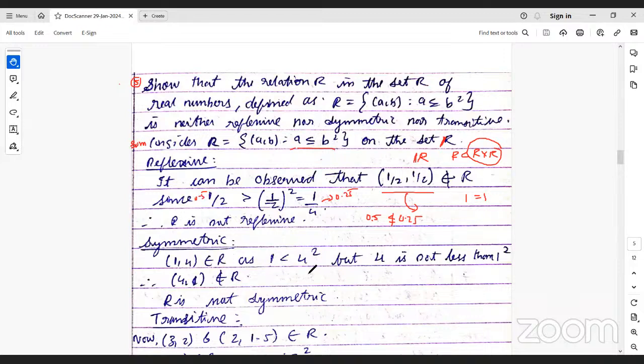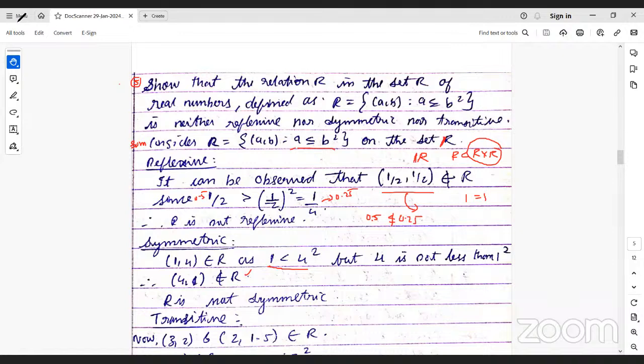Similarly, for symmetric, we are considering 1 comma 4 belongs to R. So 1 comma 4 belongs to R because 1 is less than 4 square. But when we try to take the reverse of this, 4 is not less than 1 square. So 4 comma 1 will not belong to the relation R. Because of this, R is not symmetric.